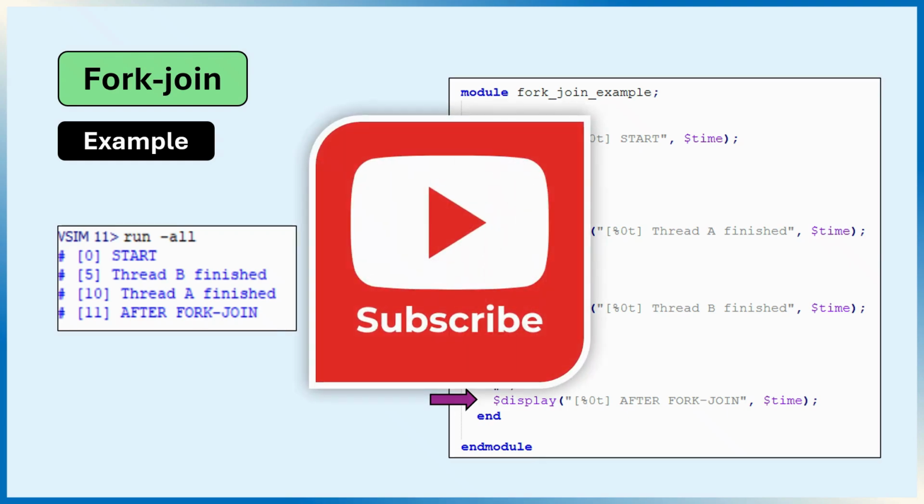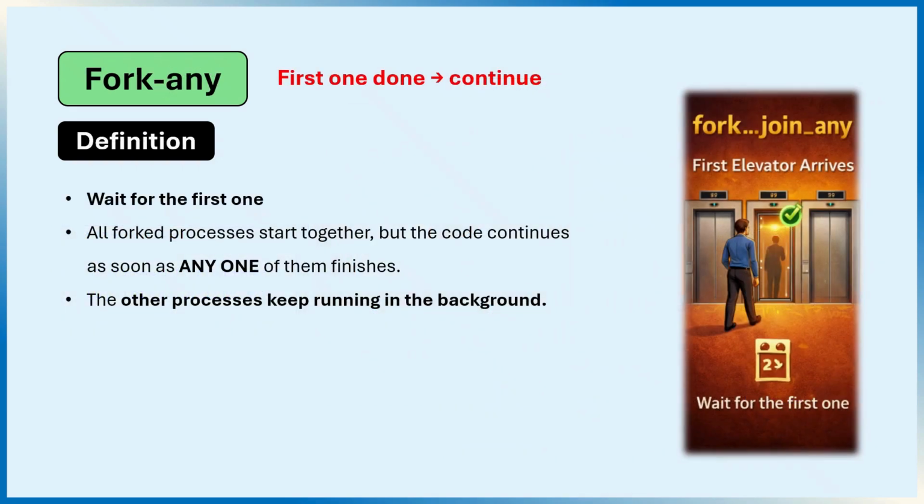Now, let's define fork join any. Fork join any means wait for the first one, then continue. All forked processes start together, but the code continues as soon as any one of them finishes. The other processes keep running in the background.